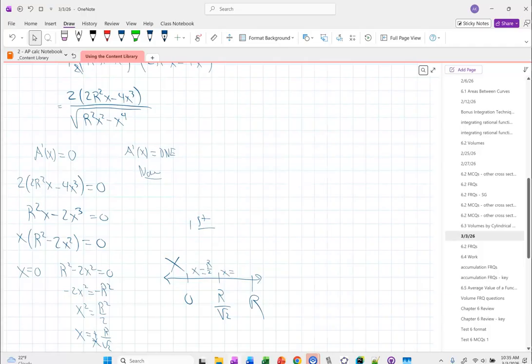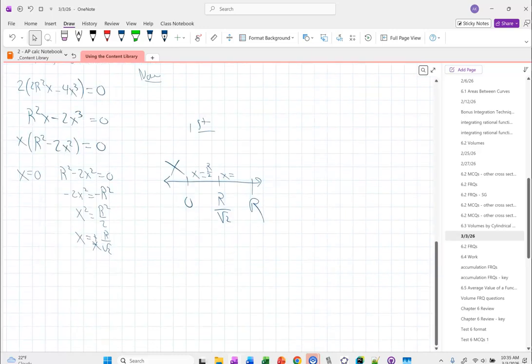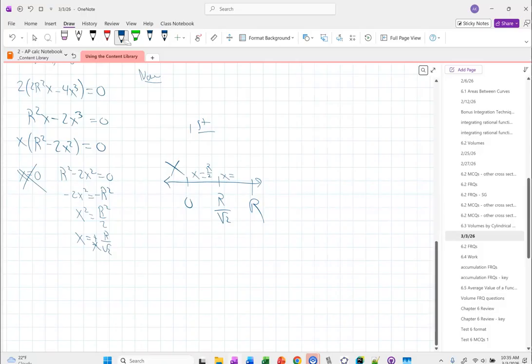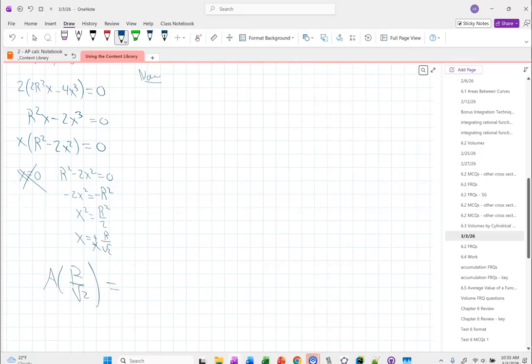Oh, my goodness gracious, guys. Hold on 1 second. Why can we discard 0? Can't be 0, right? So I just need to do a of r over root 2, and that's going to give me my maximum area, because it has to be the maximum. That's fine. Give me a second to kind of get my wits going.